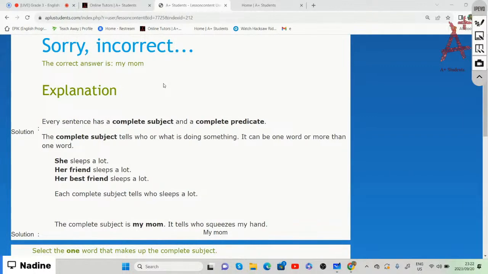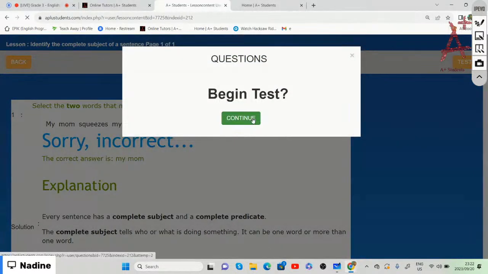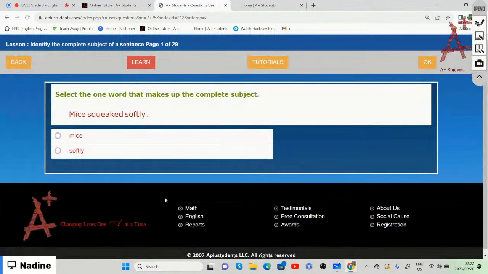So now we're going to log into our test. And let's click on begin test. Select the one word that makes up the complete subject. Mice squeaked softly. So we need to select the subject. Is it mice or is it softly?